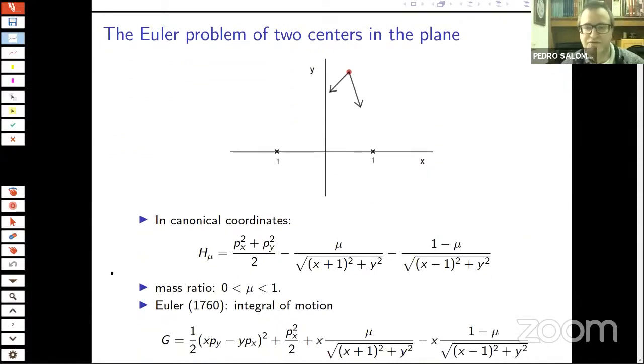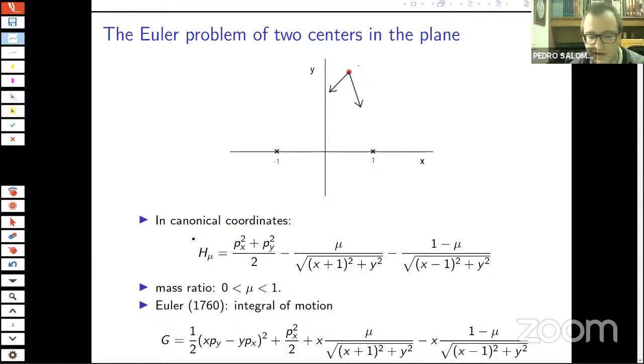The Euler problem of two centers in the plane. So this is the problem of studying the motion of a particle that's attracted by two centers. And these two centers stay at these points in the plane, like this, -1, 0 and 1, 0. And the law of attraction is the usual law of gravitation given by Newton. So the motion of this particle, which sometimes we call the satellite, and the centers are sometimes called the primaries, is described by a Hamiltonian system.